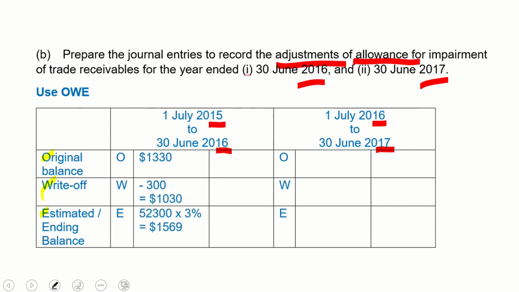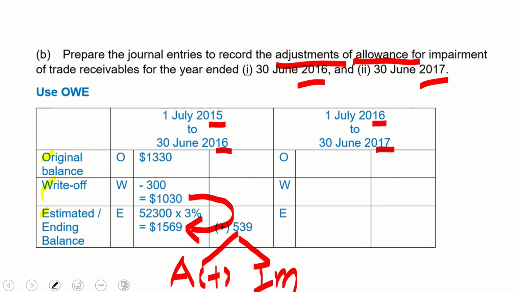You want an estimated of 3% of 52300, which is 1569. Now what you need to do, you need to compare what you have against what you want. You only have 1030, and so you need to increase it, but you want 1569. So you need to increase it by 539. What will happen here? The two accounts affected, your allowance needs to increase and your impairment loss will also increase.